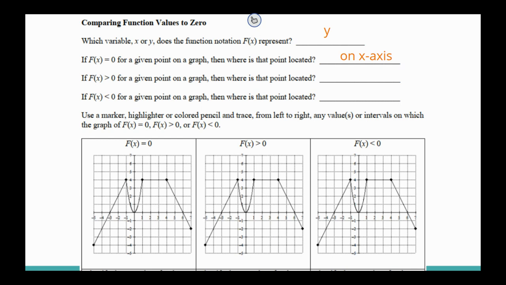If y is greater than 0 for a given point on a graph, where is that point located? On the x-axis, above it, or below it? Above it, because it's greater than. If f of x is less than 0 for a given point on a graph, where is that point located? Below the x-axis.